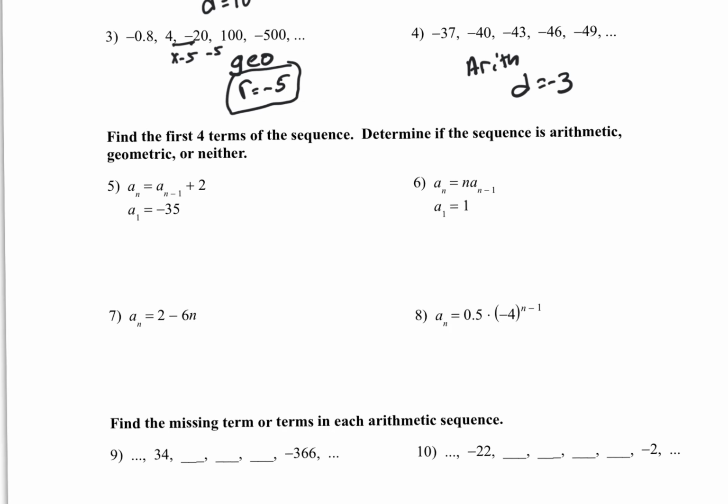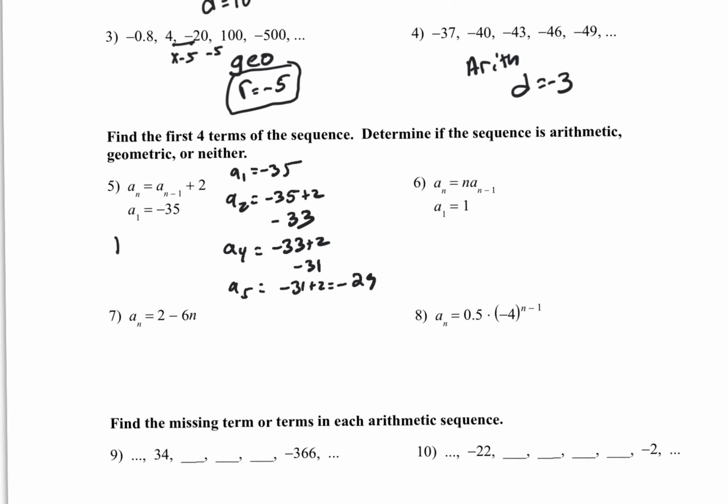Number 5, find the first 4 terms of the sequence. Determine if it's arithmetic or geometric. So for our first term, we got negative 35. So a of 1 equals negative 35. To find a of 2, we're going to replace. So it's negative 35 plus 2, which is negative 33. The next term, we use negative 33 plus 2, so negative 31. And then a of 4 is going to be negative 31 plus 2, which is negative 29, which makes it arithmetic.